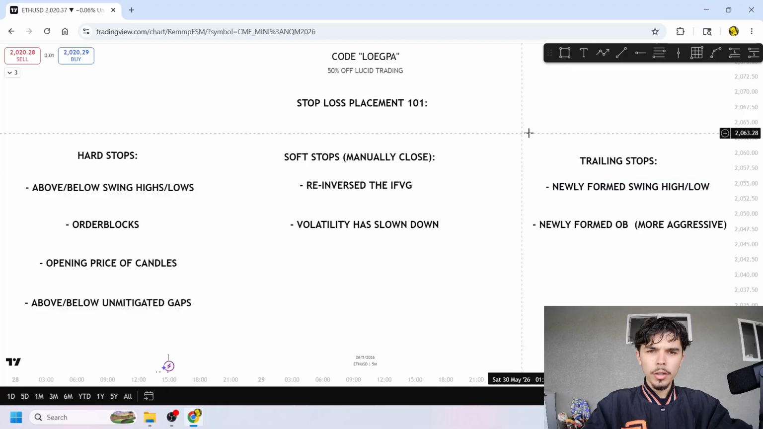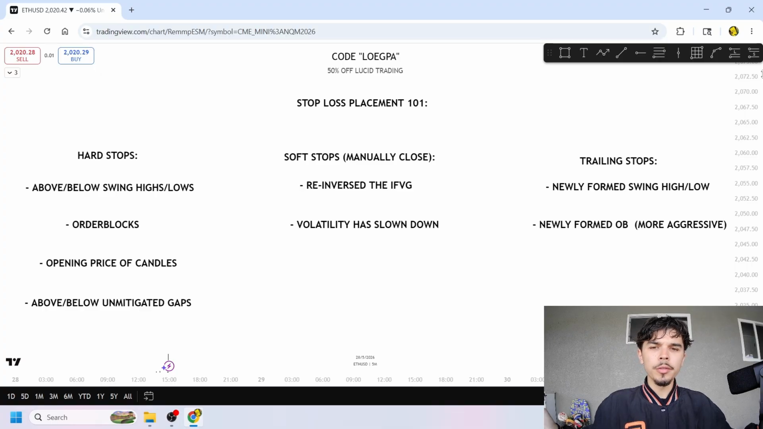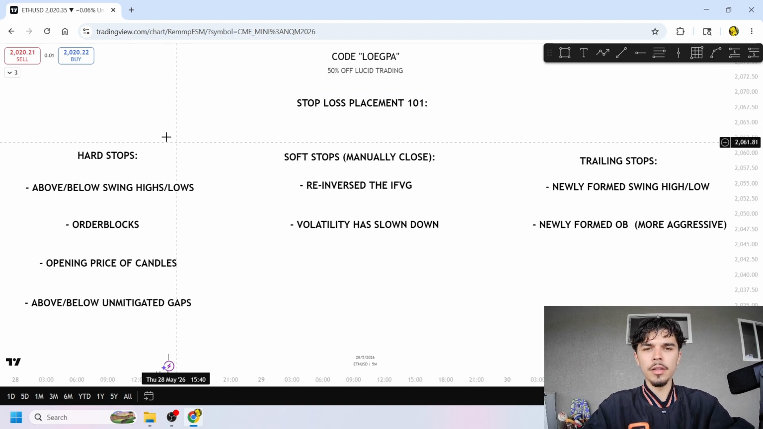Anyways, all right, so starting with stop loss placements, you have basically three different types of stop losses. Okay, you have your hard stops, which is basically what 99% of traders do. You have your soft stops, which is you manually exit a trade. You don't have a set position set, and then your trailing stops for when you are in profit. Okay, so we're gonna go over hard stops first because this is the most common.